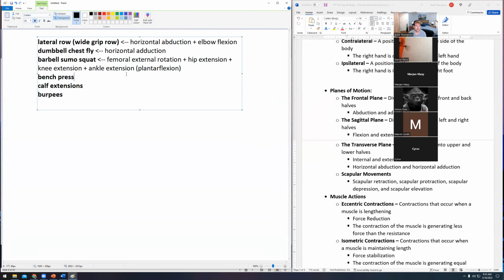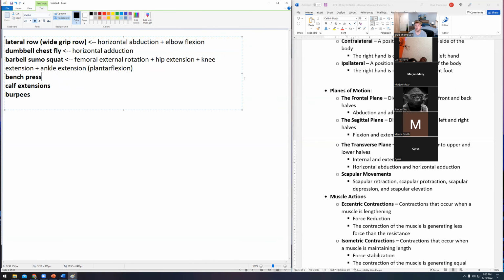Question, would it also be adduction as well with that? Actually, yeah, good point. I kind of forgot about that one. Yeah, absolutely. Because when you come up, it would be adding to your midline. That's why it works your adductors. Hip adduction.